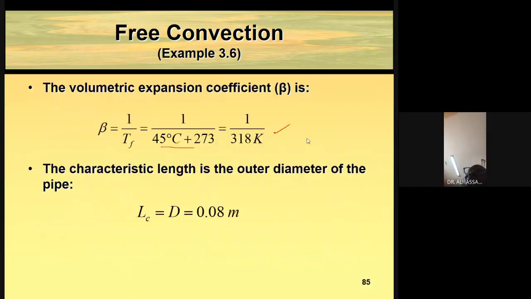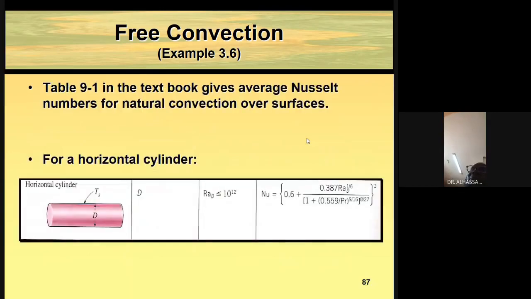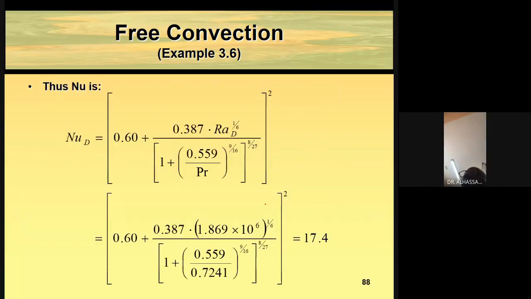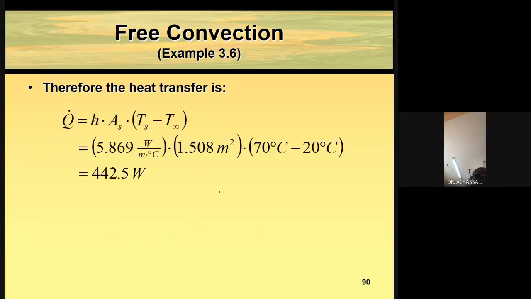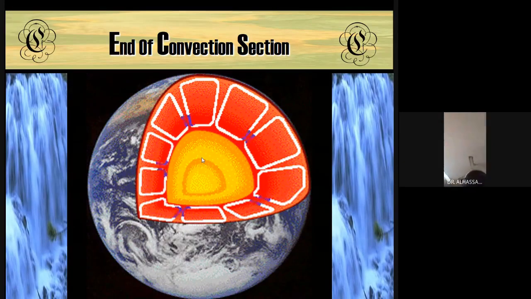So we use this to determine the Nusselt number. Nusselt number is given by 17.4. Now based on this, we will determine the value for h. And consequently, we know the area is pi D L, then we can find the heat transfer, which is this. So this brings us to the end of this particular chapter.